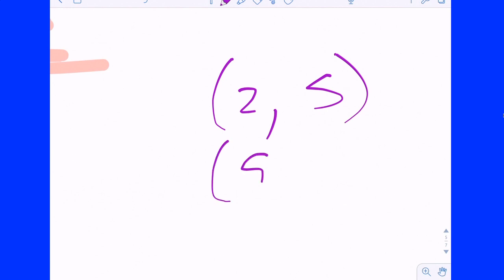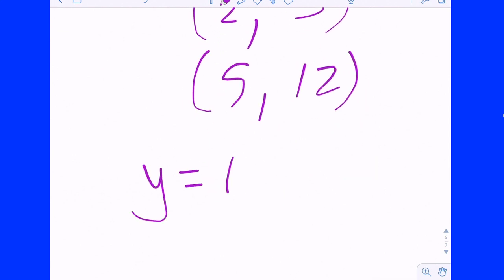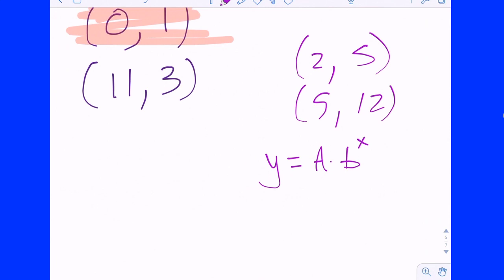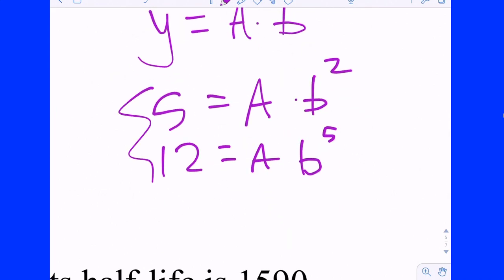In pre-cal, we had stuff like if at 2 there's 5, and then at 5 there's 12, write the equation of the form y equals a times b to the x. We did that before, and you would plug in, and you'd get 5 equals a times b squared, and then you get 12 equals a times b to the 5th. And then how would you solve that system?